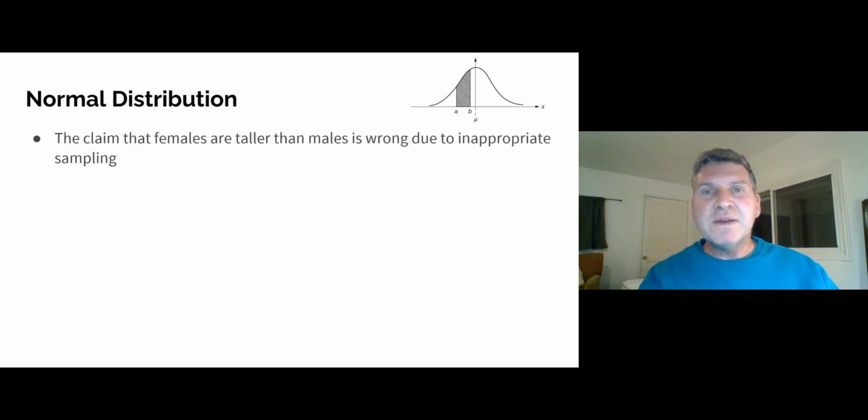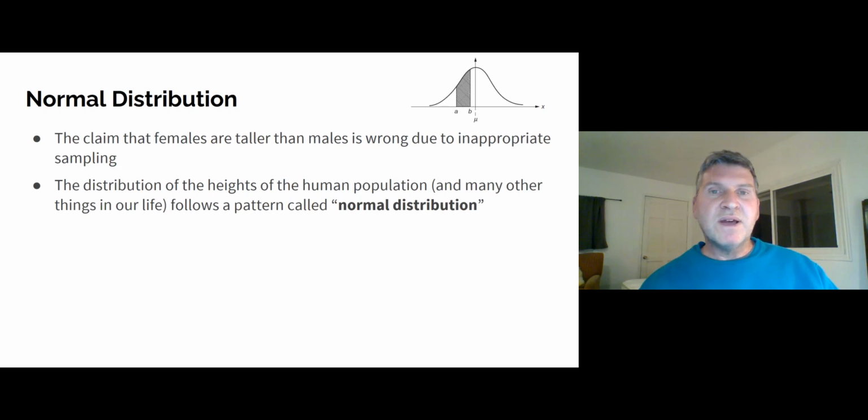So the claim that females are taller than males is wrong due to inappropriate sampling. Remember, the first statement compared two individuals, so that is pretty much indisputable. But the second one was more general. It stated that females are taller than males. And this requires us to have a population, in this case, all females and all males. And then the sample were the three males and three females that we brought in and did our experiment on. The problem here is that the population and the sample are different.